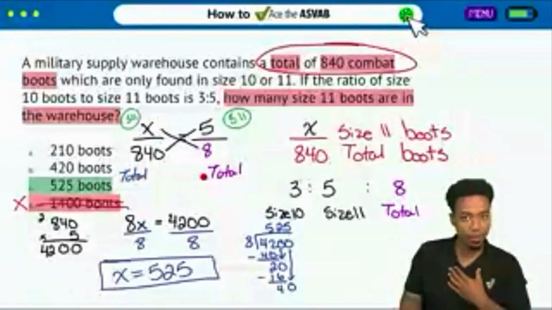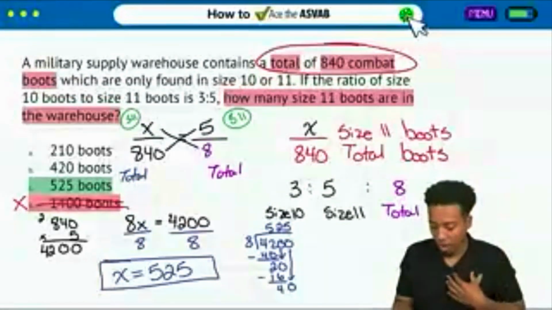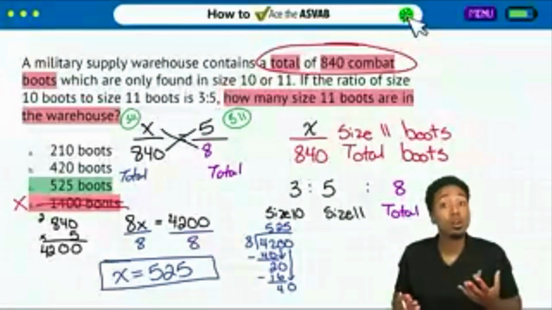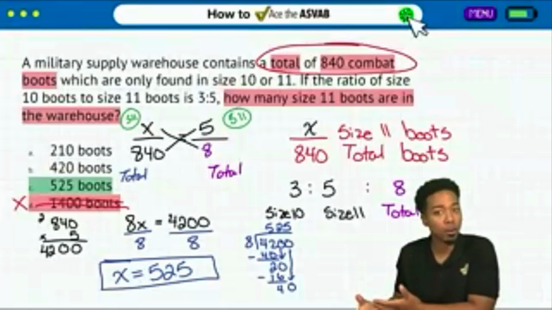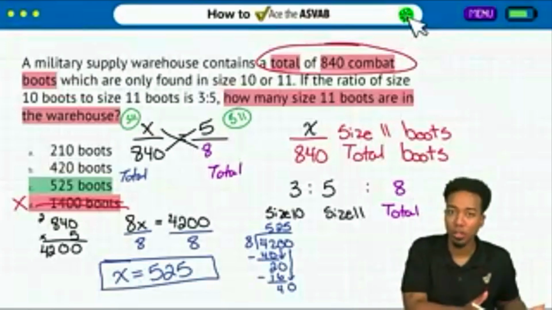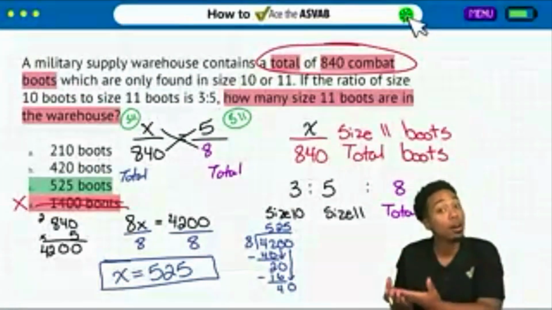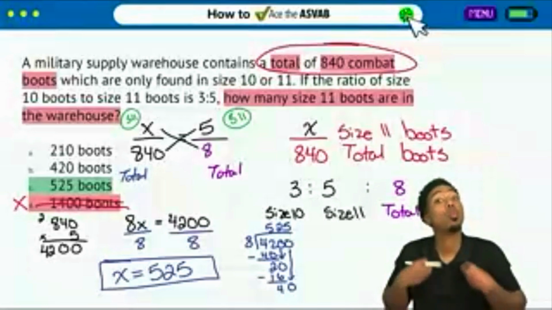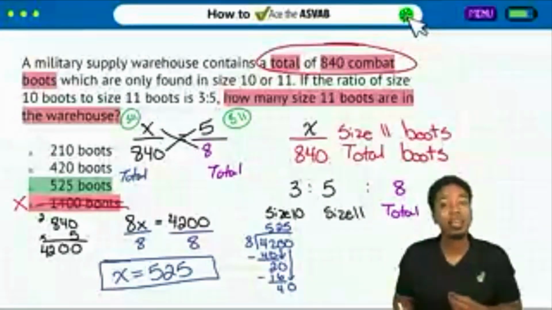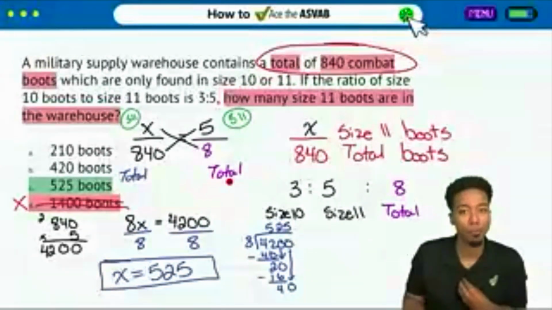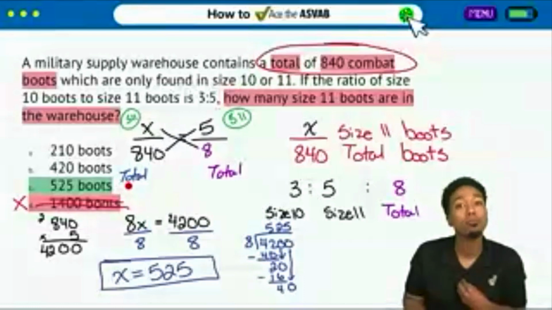That's why. And to get a total of a ratio, well, ratio is just comparing parts. So the total of the ratio is the total of the parts. So that's why we added, because we needed to represent the total of the parts with the total boots.